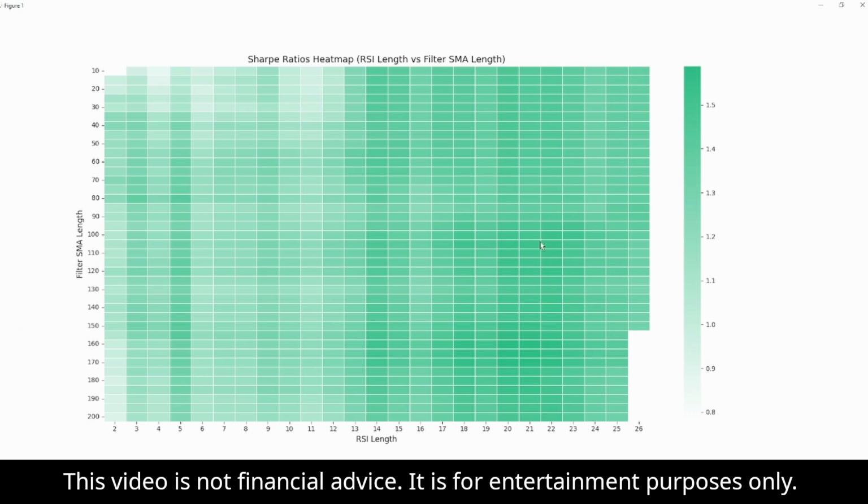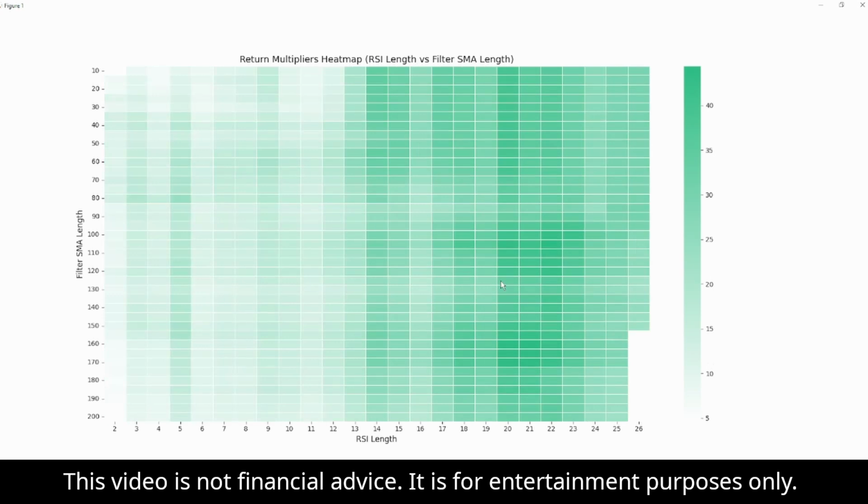So this represents the Sharpe ratios, and I'm going to also cross this data point with the return multiplier. Here's the sensitivity heat map for the multiplier this time and not the Sharpe ratios. As you can see, the best performances are hit when the lengths are around 20 for the RSI and 100 for the simple moving average filter, with the multiplier around 20 and 25 also. So very good performance. The only problem with these parameters is the number of trades.